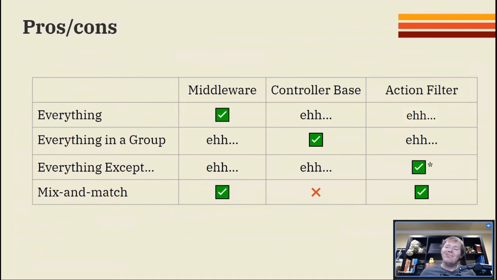Everything in a group, again, depends on how you want to do that. You can do some validation with reflection to check on that. Everything except, if you want to mix and match, like everything in this controller except for this one little method needs to be handled the same way, action filters are great for that. If you want to mix and match lots of different kinds, you want third-party filters, that sort of thing, they're awesome.